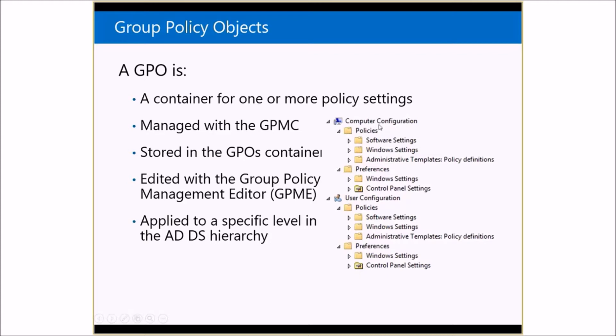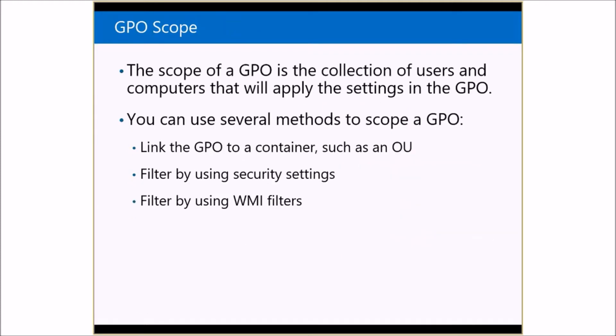Two major nodes, the computer or the user. Computer applies to computers, obviously, regardless who's sitting on it. Users apply to the users, regardless of which computer you're sitting on. The idea of the group policy scope is that the scope of a group policy object is the collection of users and computers that will get this setting. Okay, the users and computers that will get this setting depends on where it's applied on the hierarchy. Okay, and what filtering you have.